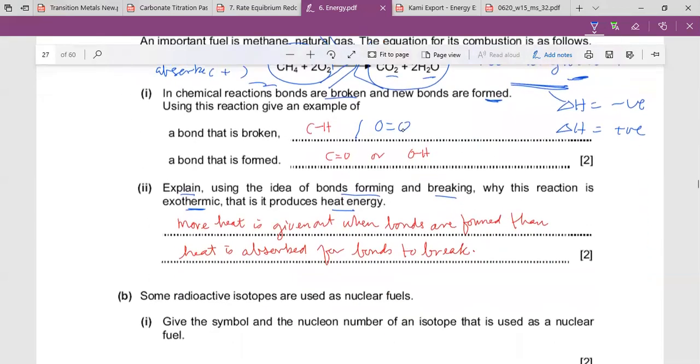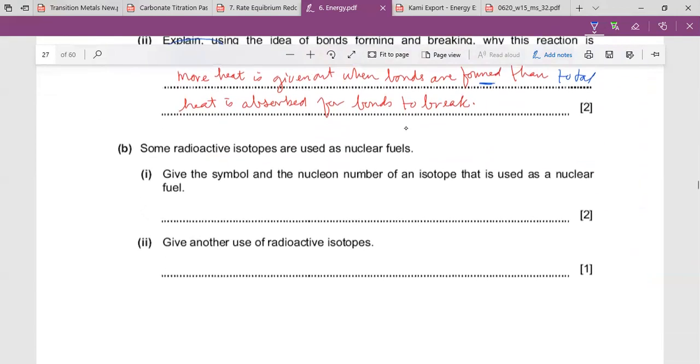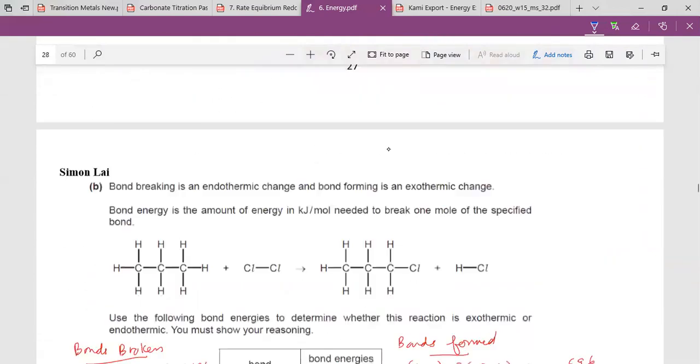So how to answer this one? More heat is given out because it is exothermic. More heat is given out when bonds are formed than the total heat absorbed for bonds to break. Understand? So these are the ones here. All right? So the isotopes and so forth.